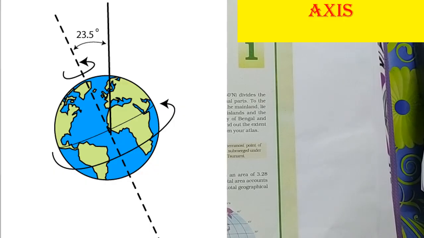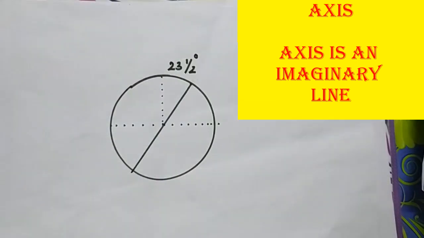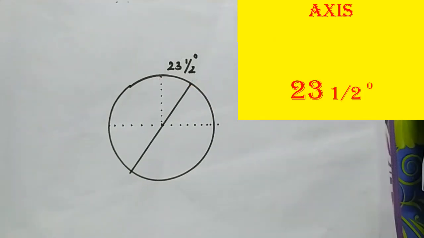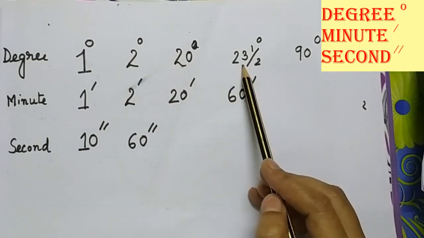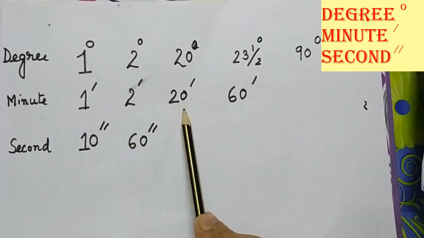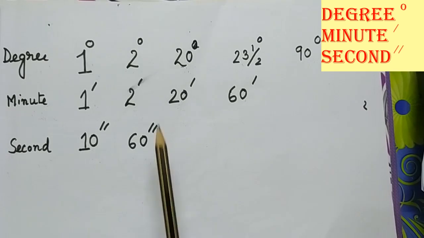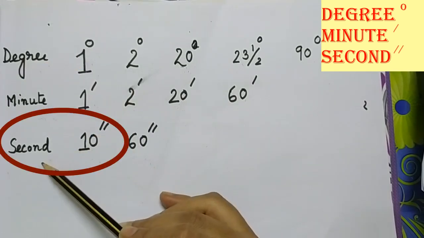First one, axis. So what is axis? Axis is an imaginary line that runs through the earth. The axis of the earth is tilted at an angle of 23.5 degrees. You know the degree sign? So degree: 1 degree, 2 degrees, 20 degrees, 23.5 degrees, 90 degrees. Minute: 1 minute, 2 minutes, 20 minutes, 60 minutes. Second: 10 seconds, 60 seconds. So one slanting line for minute, two slanting lines for second.